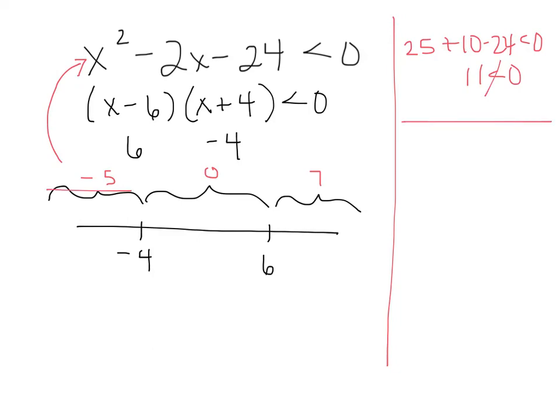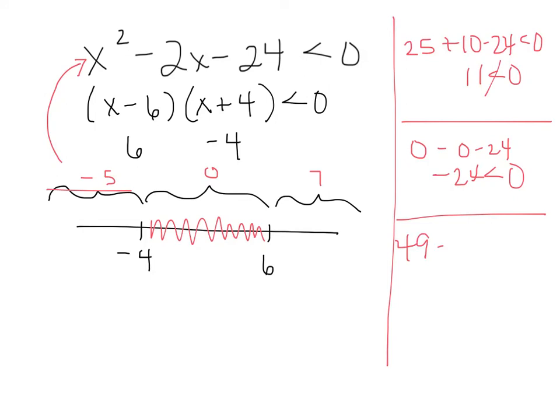Let's go ahead and plug in a 0. 0 squared is 0. 2 times 0 is 0. Minus 24, we get negative 24 is less than 0. Well, it is, so the middle worked. Let's try our 7. 7 squared is 49. 2 times 7 is 14, minus 24 is less than 0. This is not going to work. It is not less than 0. We are not going to be shading to the right. And therefore, this is my solution.